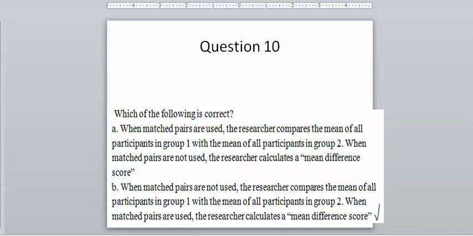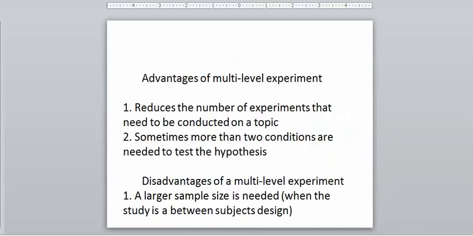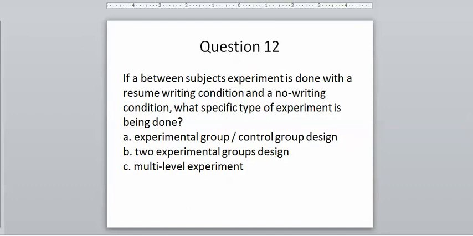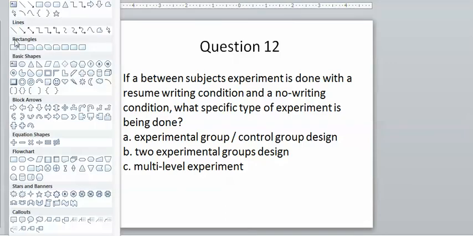Oh, we already did this one. If you're doing a between subjects design, and one group writes a resume and one group does not write a resume, you have an experimental group and a control group, because the group that writes the resume is an experimental group because they're being given a treatment, and the no resume group is a control group because they're not being given a treatment. So it's an experimental group, control group design.